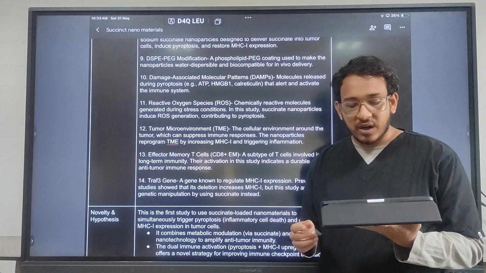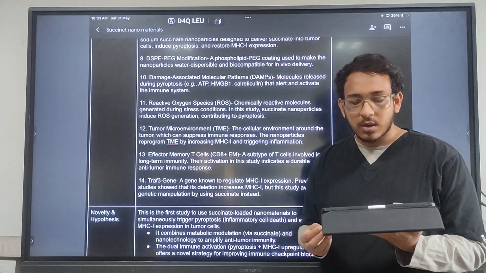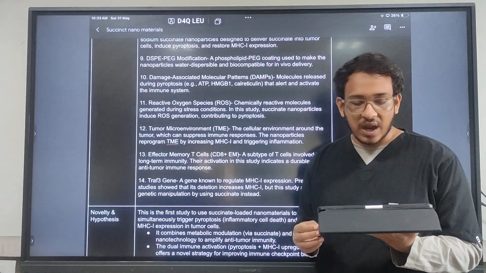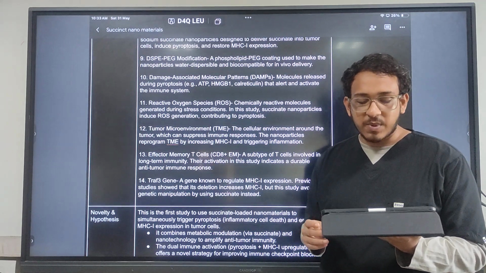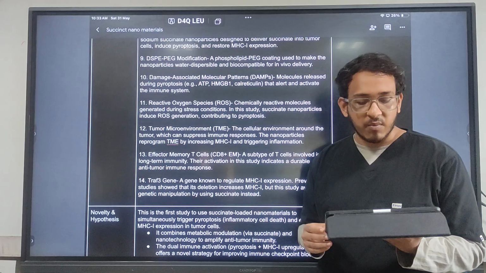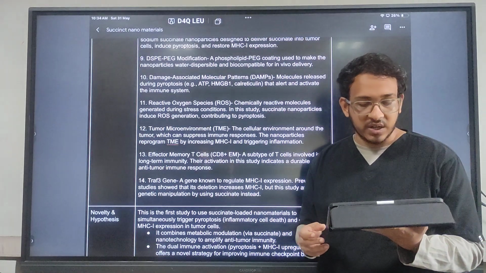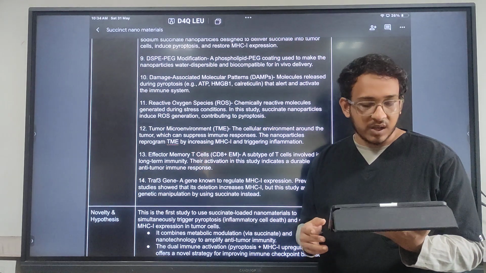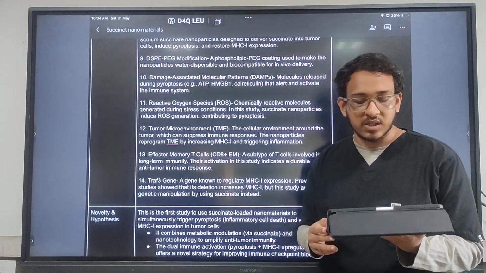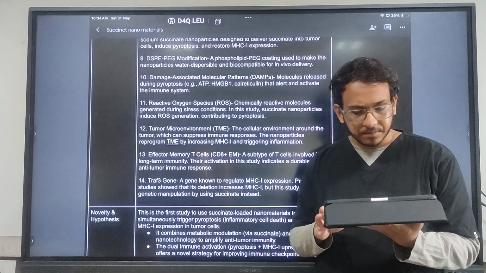HMGB1, calreticulin, that alert and activate the immune system. Reactive oxygen species are chemically reactive molecules generated during stress conditions. In this study, succinate nanoparticles induce ROS generation, contributing to pyroptosis.